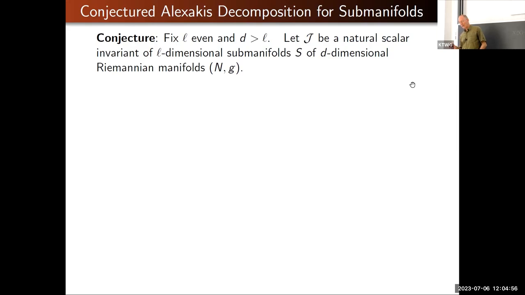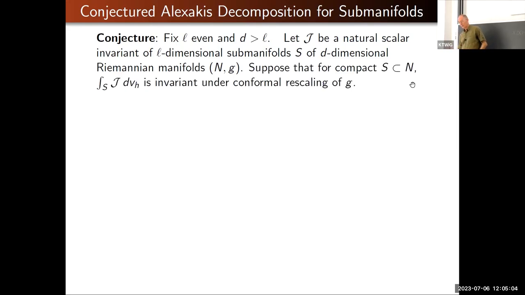Suppose we have a scalar invariant of L-dimensional submanifolds of D-dimensional Riemannian manifolds. So it's Riemannian submanifold geometry. And suppose, same idea, if you have a compact submanifold, the integral is invariant. So the invariant now involves the second fundamental form, not just the background curvature, and derivatives. You have a similar hypothesis: if you have a compact submanifold, the integral is invariant under rescaling the background metric.